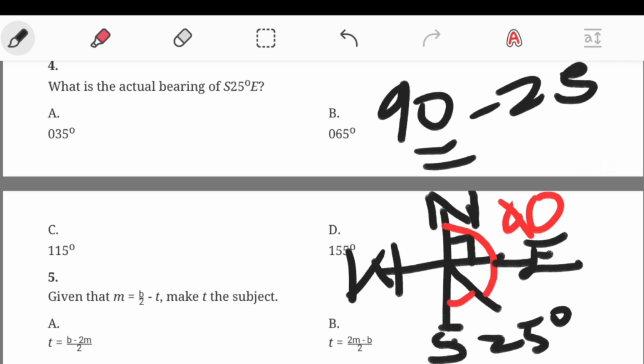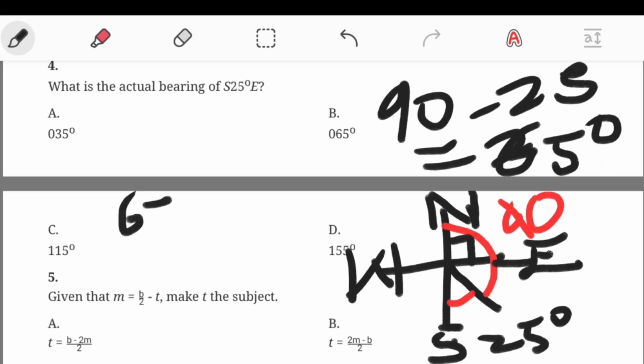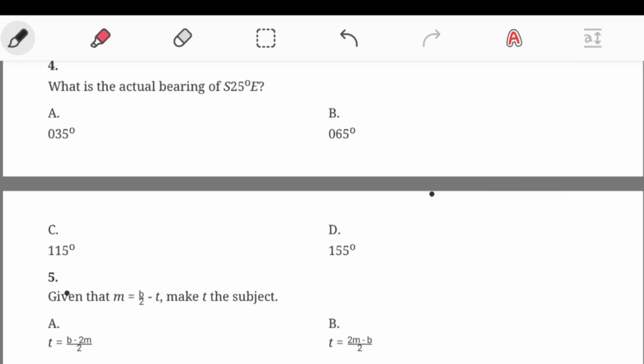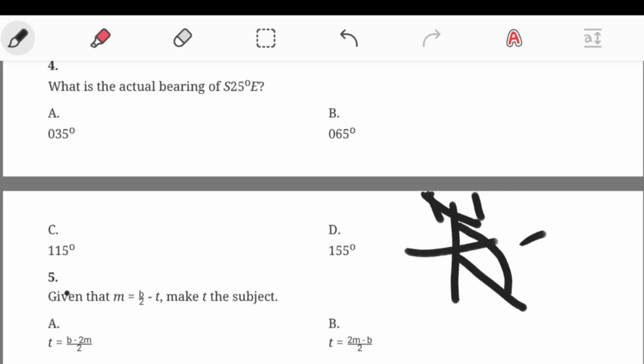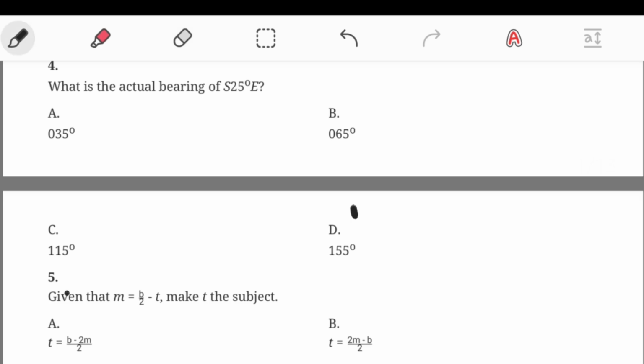So this will give you 65 degrees, right? Then you add it to the 90 degrees. When you add the 65 degrees to the 90 degrees, it will give you 155 degrees. So in all, the solution diagram will be like this: 155 degrees. This is the angle they are looking for. So the correct answer is 155 degrees, which is option D.